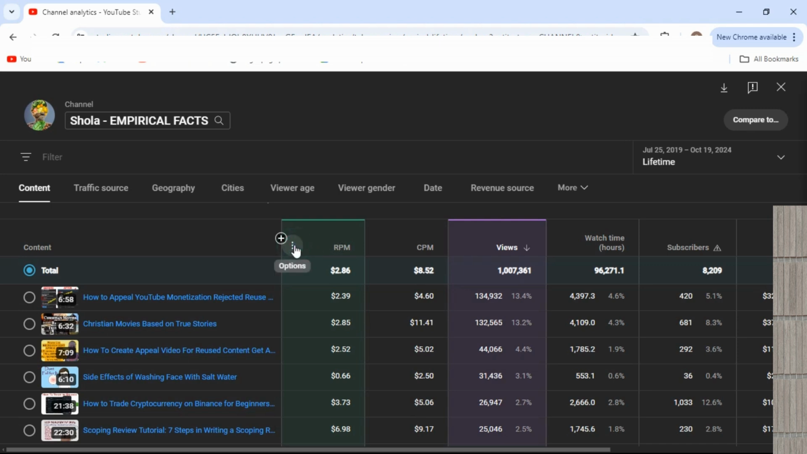Now let me show you my CPM analytics and RPM analytics. Here you go. Basically, CPM is what advertisers pay and RPM is what you, the content creator, actually receive after YouTube takes their own slice of the pie.